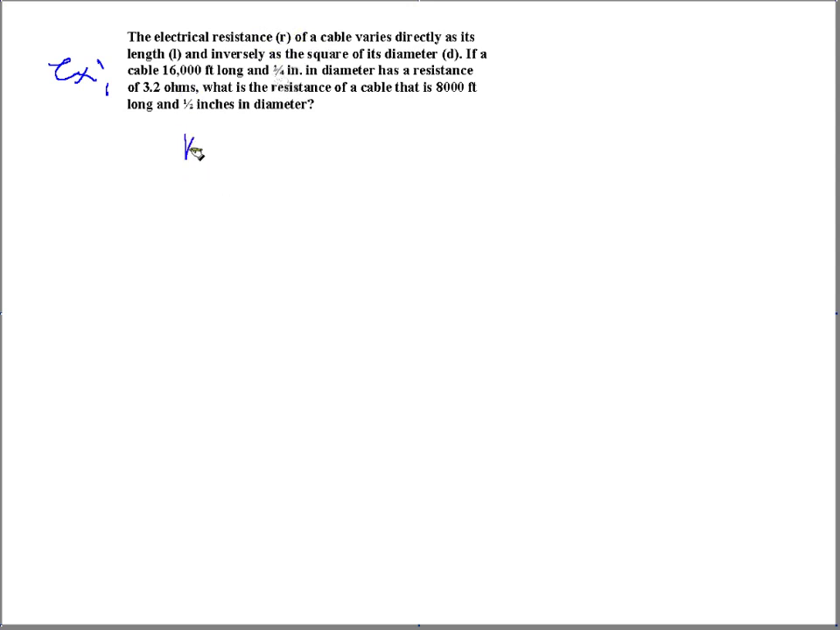So R is going to be equal to what? Varies directly as L, so K times L, divided by, inversely, the square of the diameter, D squared. So this is the key equation to come up with, right? Varies directly as L, so K times L, inversely as the square of D, over D squared. Now let's use the initial information again to find K. Once again, step 2 is to find K.